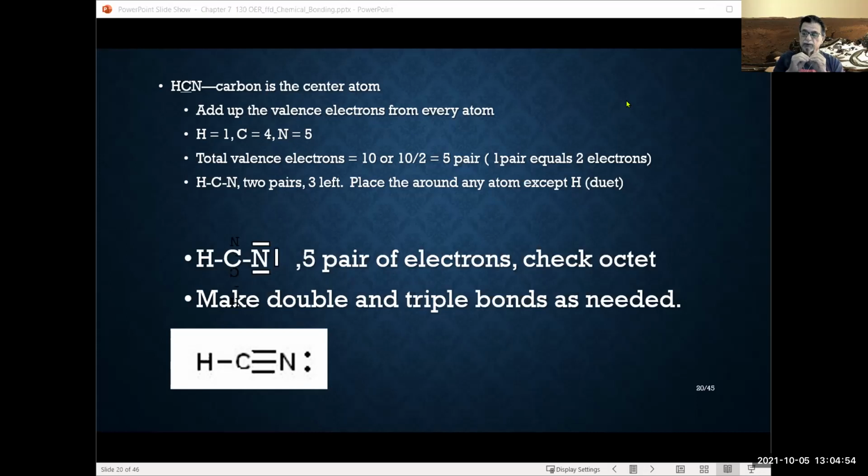And that's our driving force, trying to arrange what's left over so that we can have 8 around all the atoms except hydrogen. What you do, if necessary, is then start to create either a double bond or a triple bond.